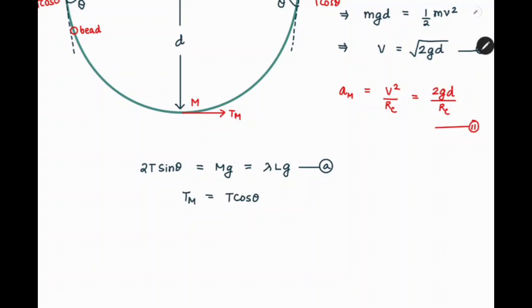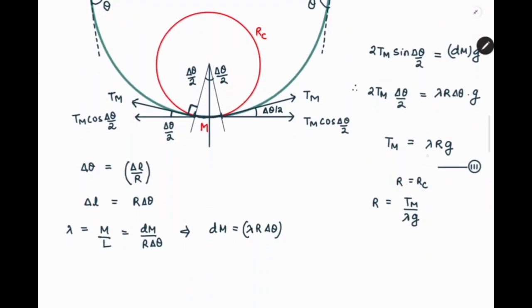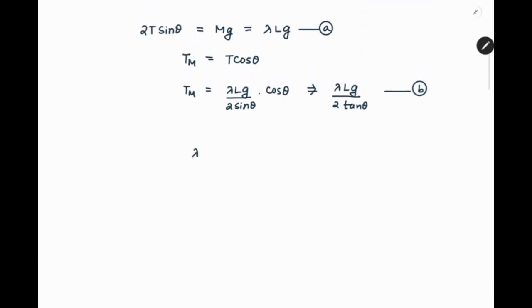So now over here if we substitute the value of T, where T is equal to lambda Lg by 2 sine theta, and then we will have another term cos theta. So over here we can say that Tm is equal to lambda Lg by twice of tan theta, and this is going to become equation B which we have. So now if we go back to the part which we have solved, Tm is equal to lambda Rg, so we are just using this expression over here, that Tm is also equal to lambda Rg. So lambda Rg is equal to lambda Lg upon twice of tan theta.